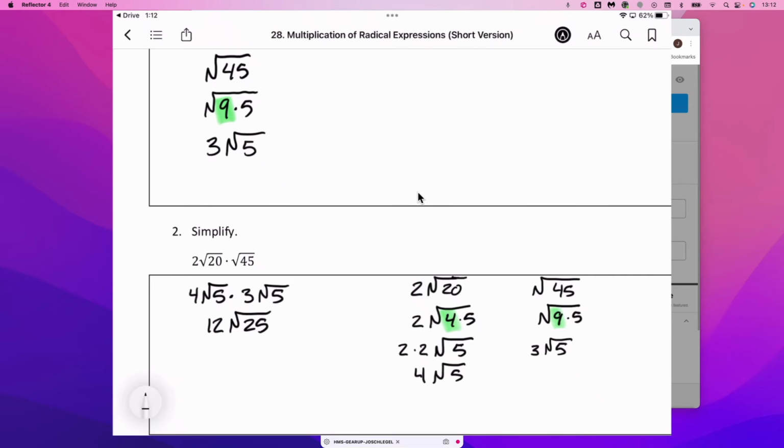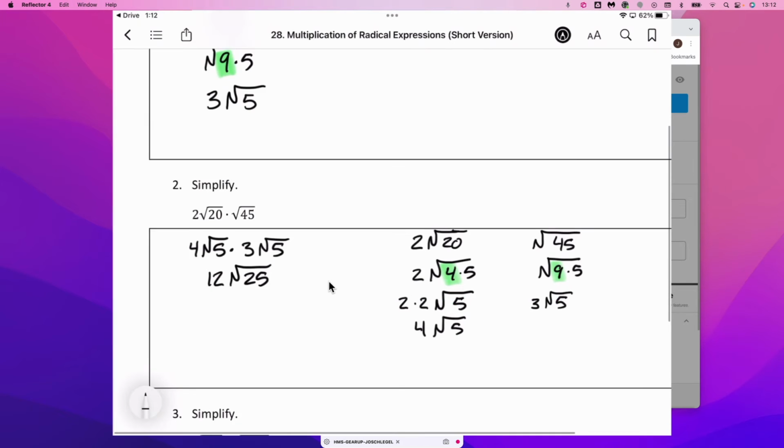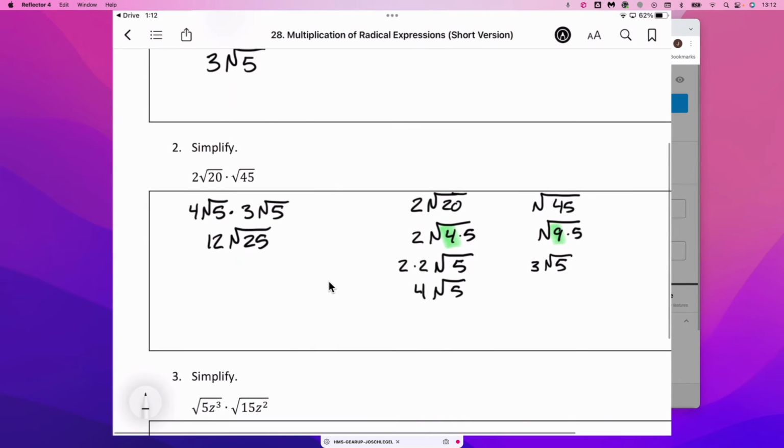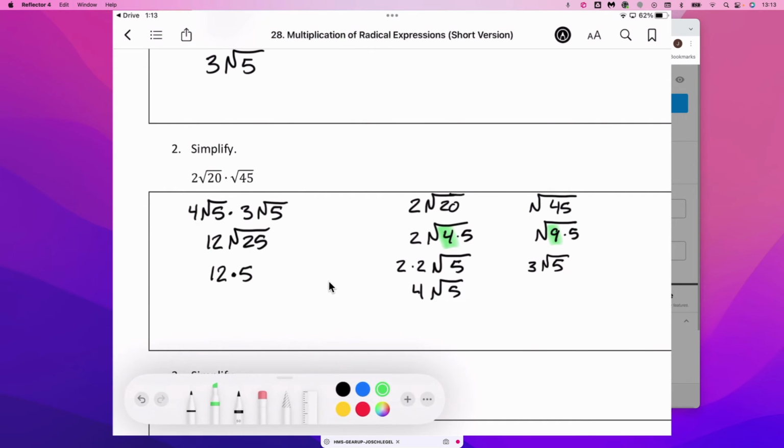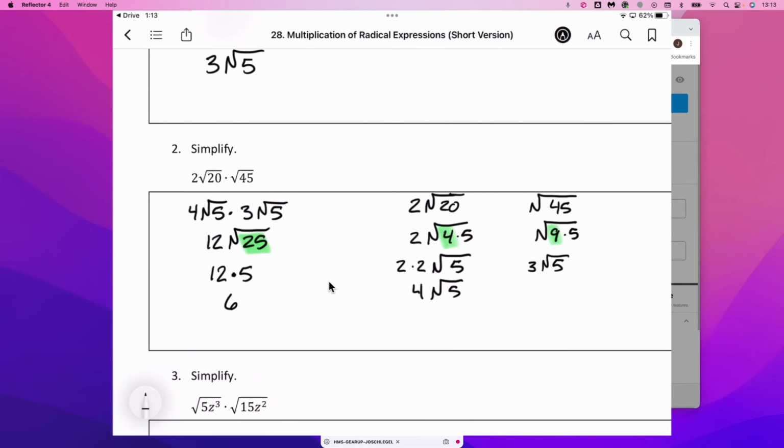There we go. Okay. So square root of 25 is what? 5 times square root of 5 times square root of 5 makes square root of 25. Square root of 25 is 5. So we are going to get 12 times 5 when we take the square root of 25. 12 times 5 is going to make 60. So that's how we do number 2. I'll leave that there in case you need to pause, and then I'll move on.